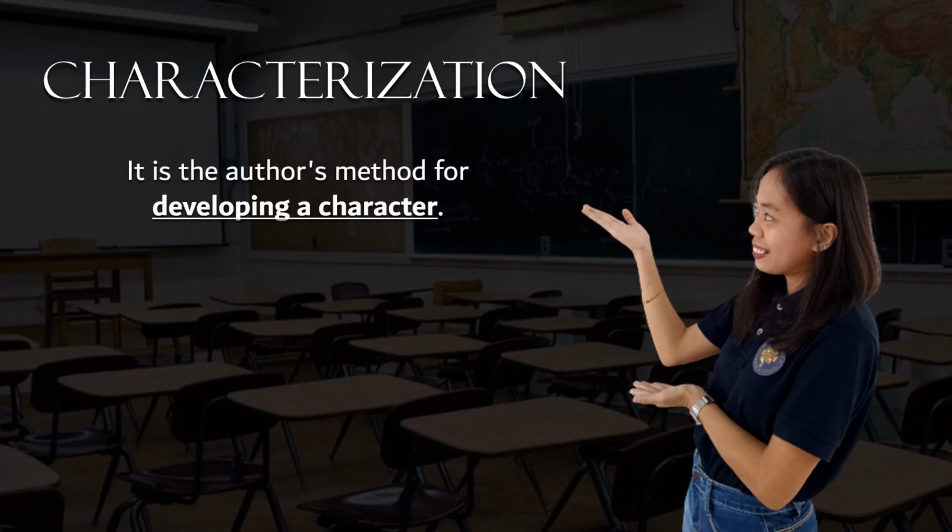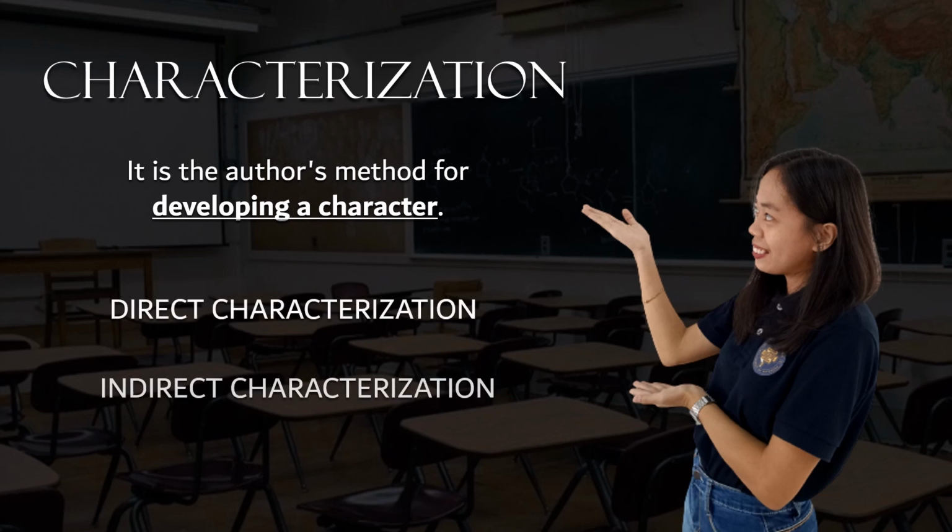Characterization is the author's method for developing a character. This may include the character's family history, goals and motivations, personality, or attitude. And we have 2 types of characterization: the direct and indirect characterization.